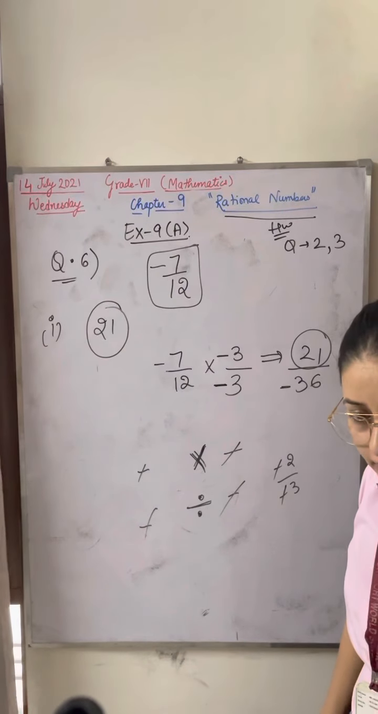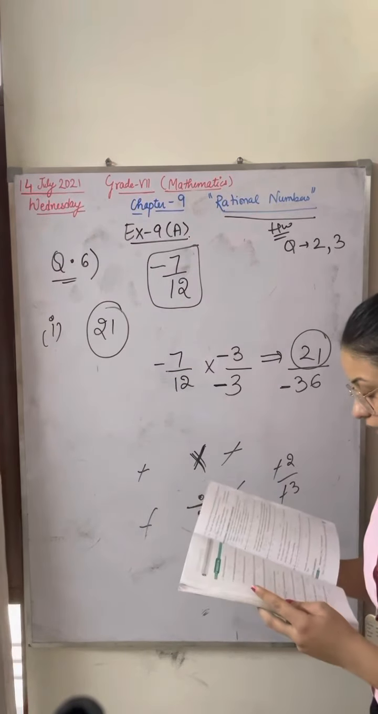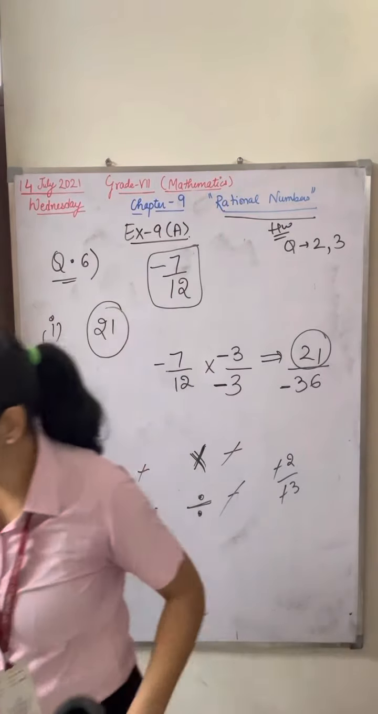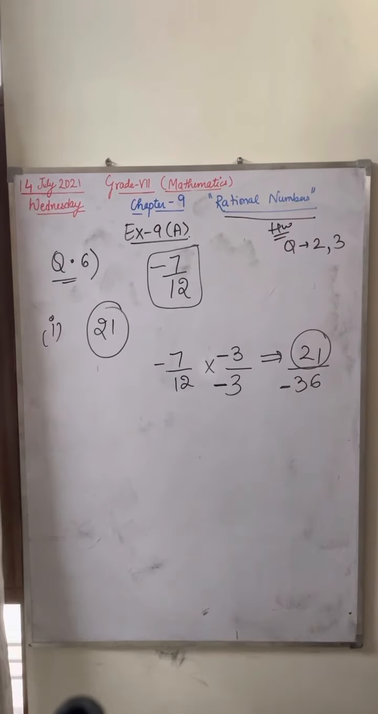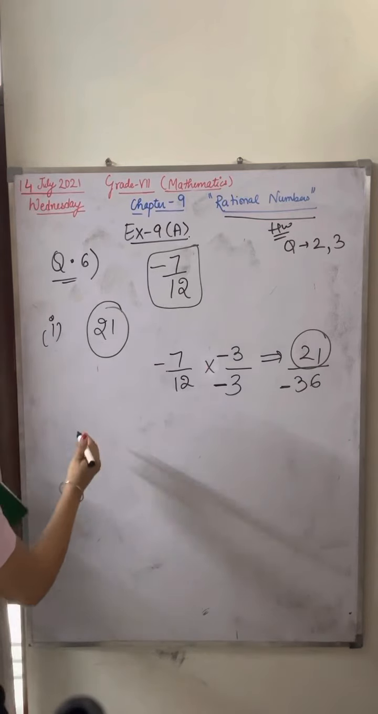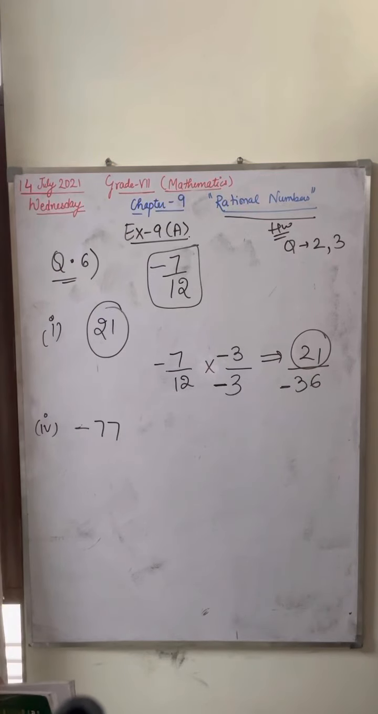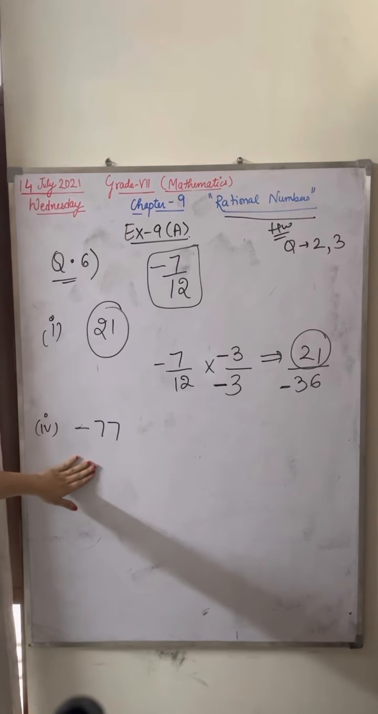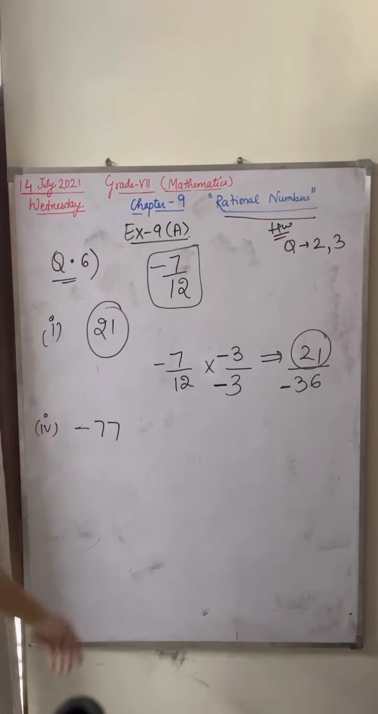Okay, so in this way I made my first part. Now I'm doing the fourth part. Please tell me how. In the fourth part, you want minus 77 as numerator. Now please tell me how I can make it possible. I want minus 77 in the numerator. How can I make it possible?